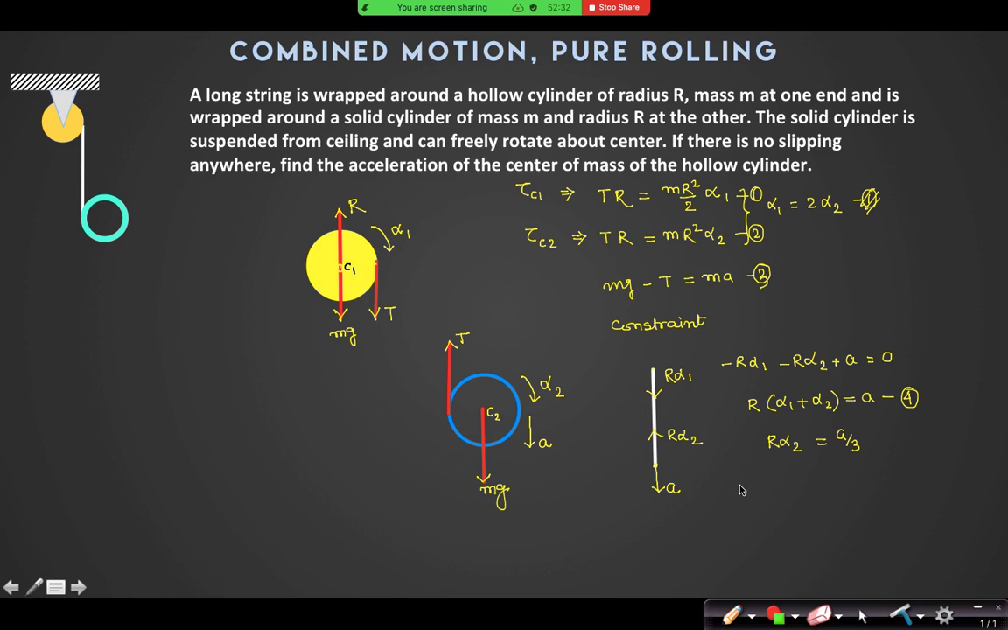You can solve these equations now; it's very easy. Solving, sir, please wait. So will it be 3g by 4? Yes, the answer is 3g by 4. If you solve, the answer will come to be 3g by 4.